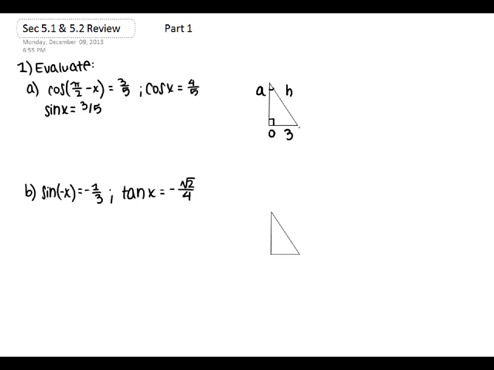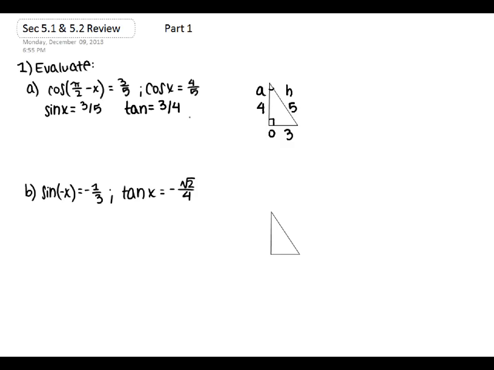So 3/5. And then cosine is adjacent over hypotenuse, and it's good to see that the hypotenuse corresponds, so we're just going to put a 4 here. First we're going to do our tangent. Tangent is opposite over adjacent, so that would be 3/4.